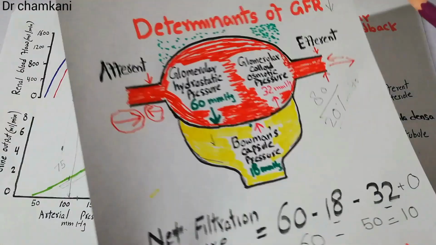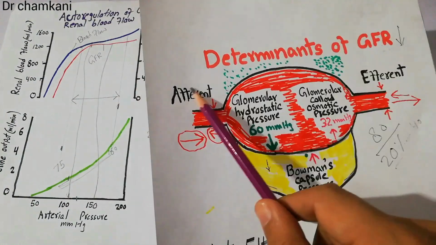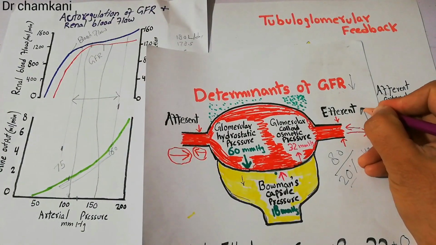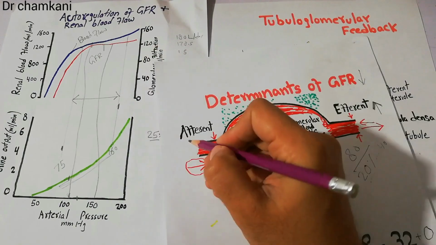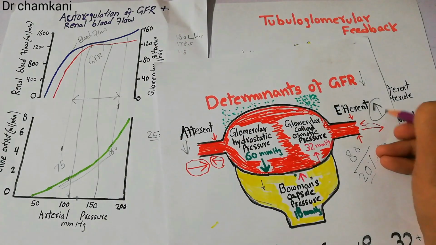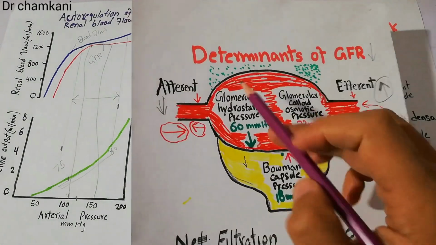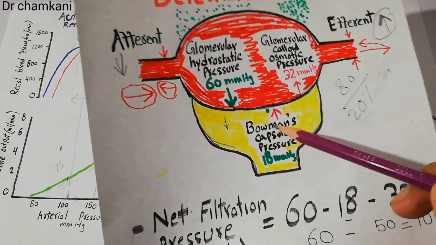Now we have seen here two things: decreasing the resistance at afferent and increasing the resistance at efferent with the help of angiotensin 2. Decreased resistance at afferent and increased resistance at efferent will increase glomerular hydrostatic pressure, which will increase the filtration process, and a lot of filtration will occur.